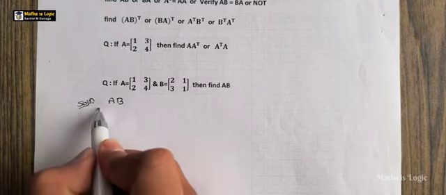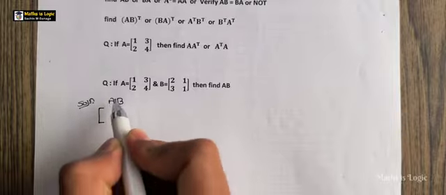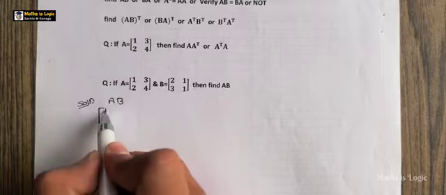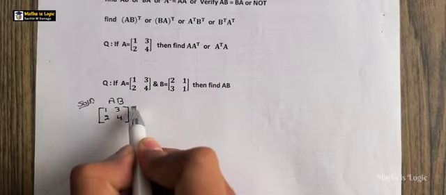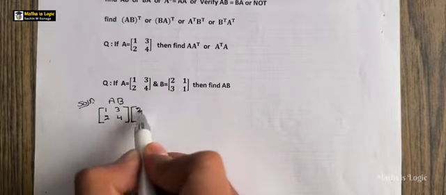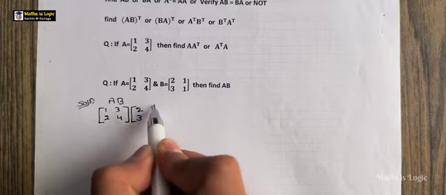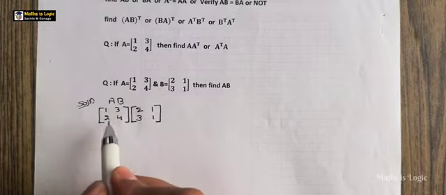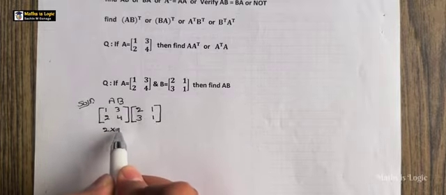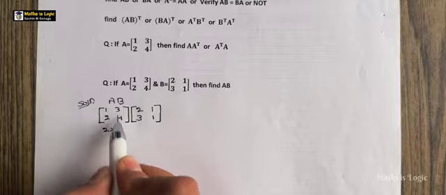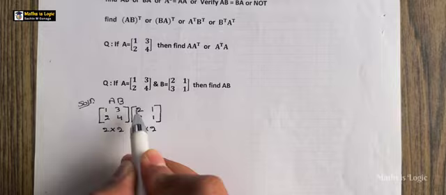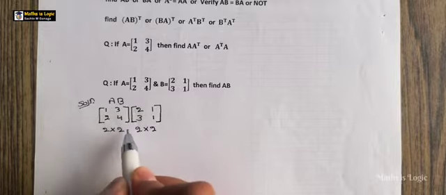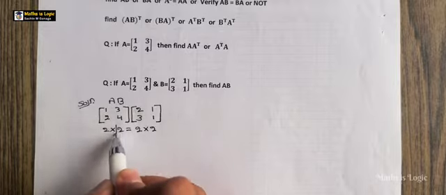Next, mention the A matrix, because first A is there: 1 3 2 4, into the B matrix: 2 1 3 1. Next, write the order. What is the order? 2 rows 2 columns. Similarly, here also 2 rows and 2 columns. 2 rows 2 columns.